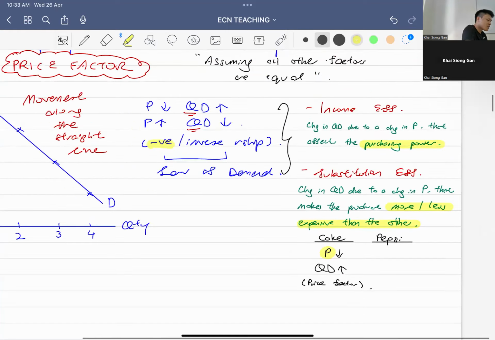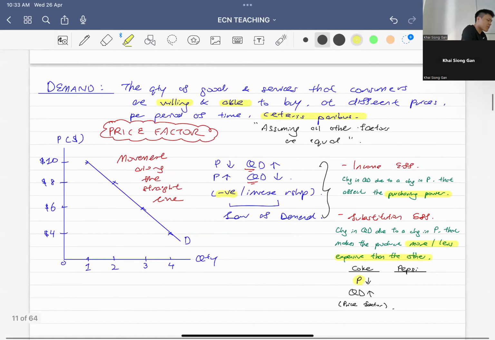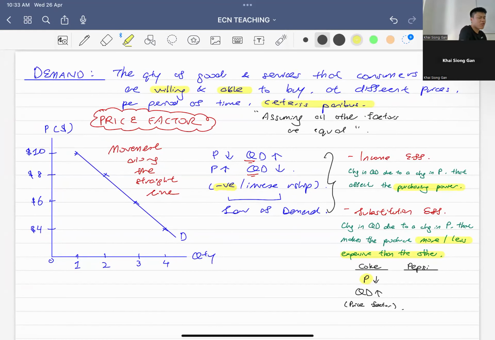So therefore, these two effects here are super important for you to define the law of demand. Okay, so I repeat, when the question asks you about law of demand, do not go and write the inverse relationship between the price and the quantity demanded. That's something that everyone already knows. What you need to explain is the two effects there, income and substitution effects. So that basically sums up the part on price factor. Then we are going to move on to the non-price factors. So you can see that price factor is basically a factor that's caused by the price itself. So that's why the word suggests price factor, right?